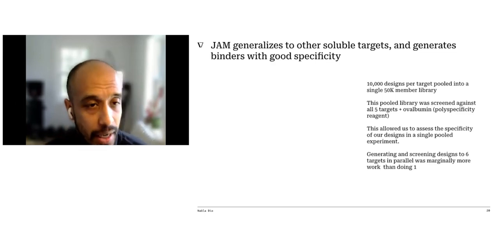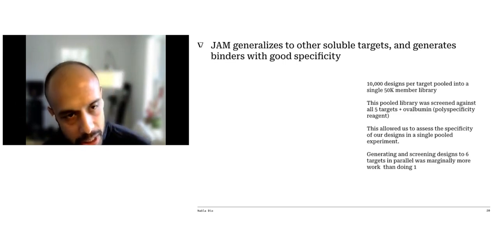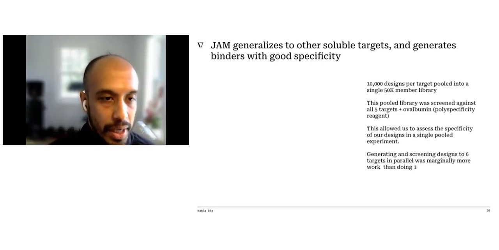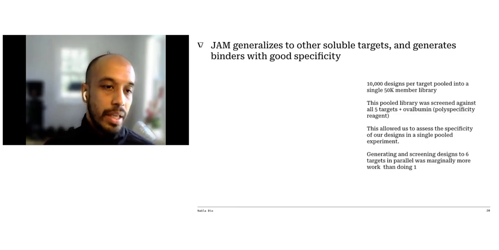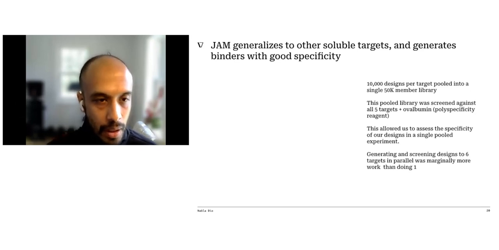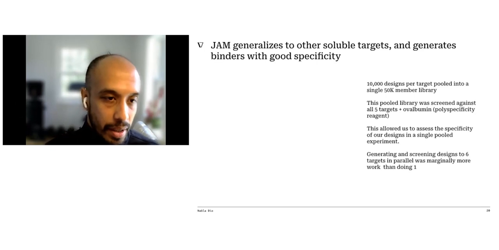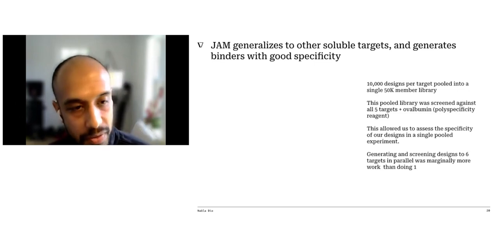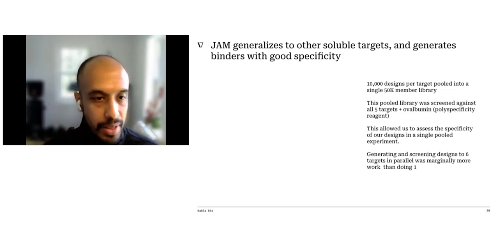So we showed some evidence that this works for one target, RBD. The question is, how does this generalize to other soluble targets? And what does the specificity of these designs look like? So we set up an experiment where we made 10,000 designs to 5 very different soluble targets, and pooled all of those designs into a single 50,000 member library. We then took this library and screened it for binding against all 5 targets, as well as an off-target protein, ovalbumin, which has been shown to serve as a reliable polyspecificity reagent. So this pooled experiment allowed us to basically assess the specificity of our designs all in one shot.